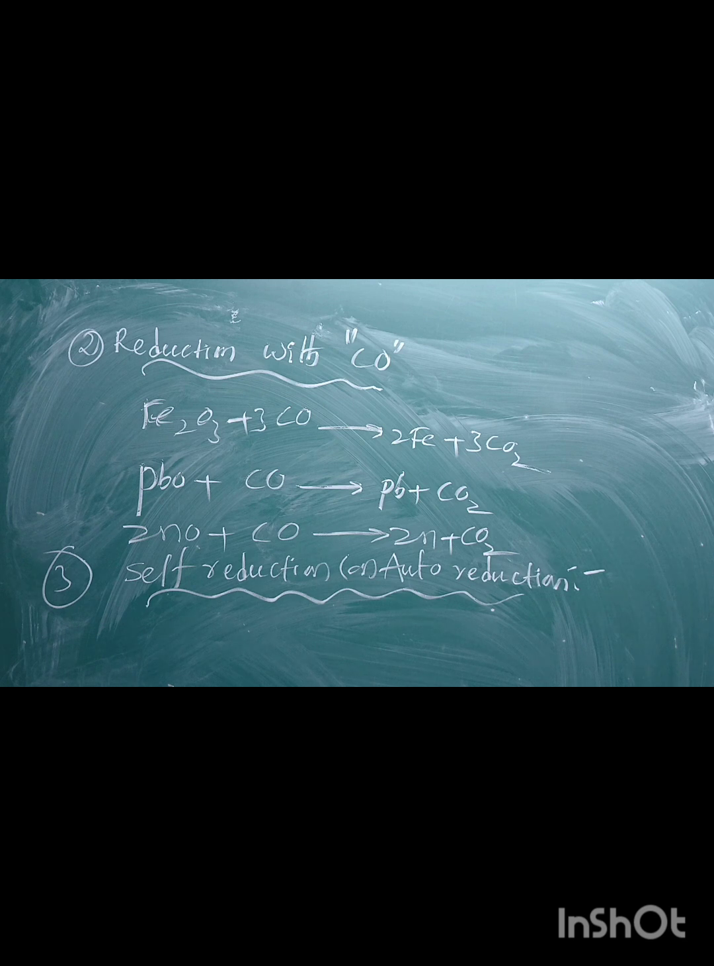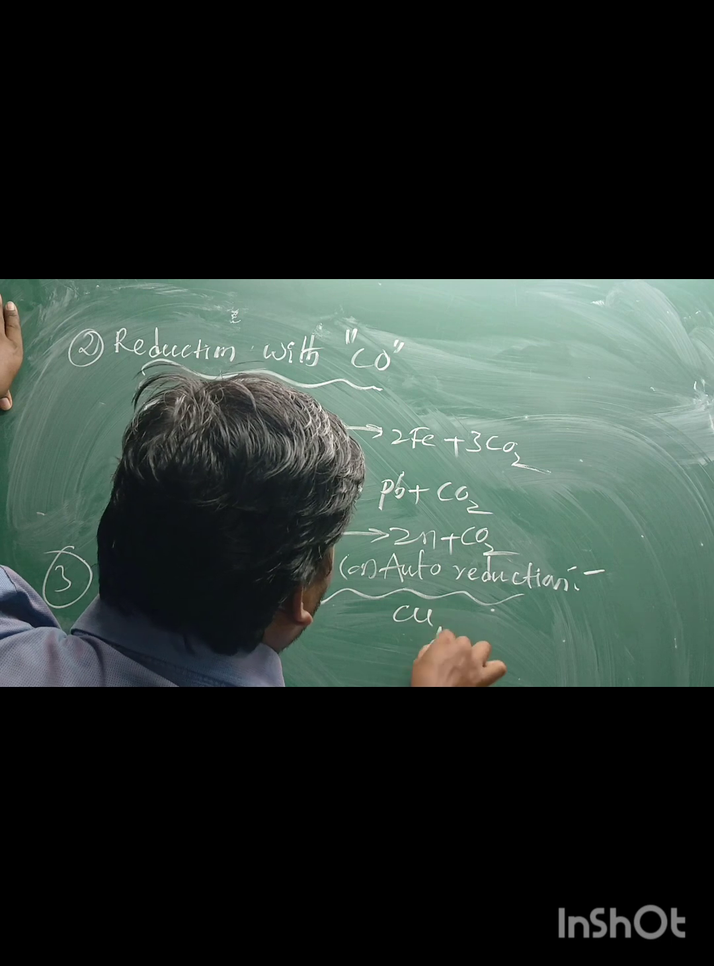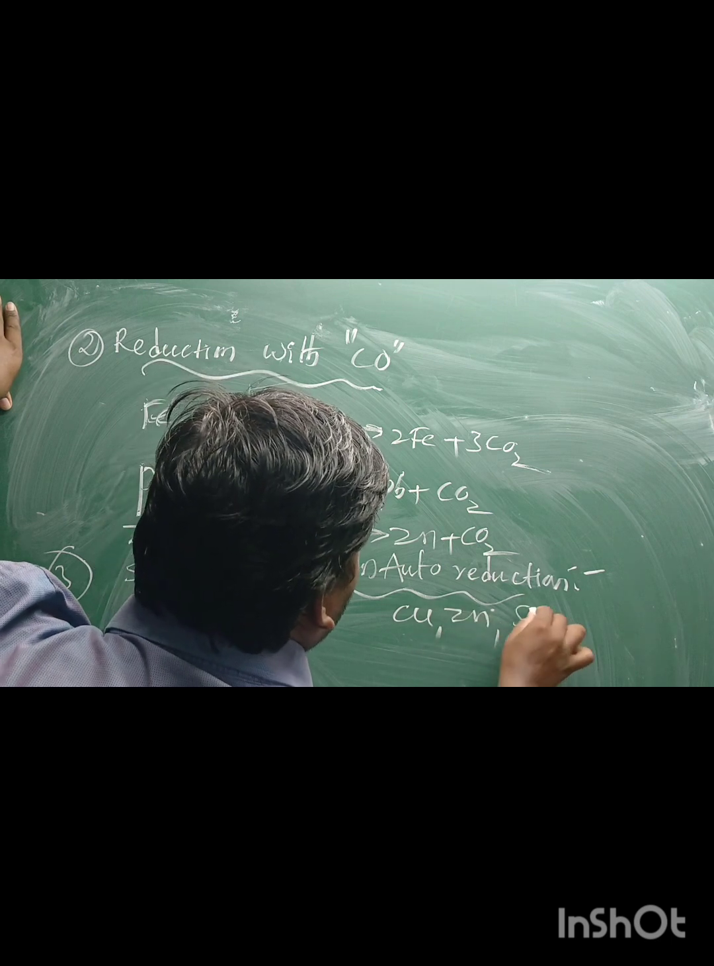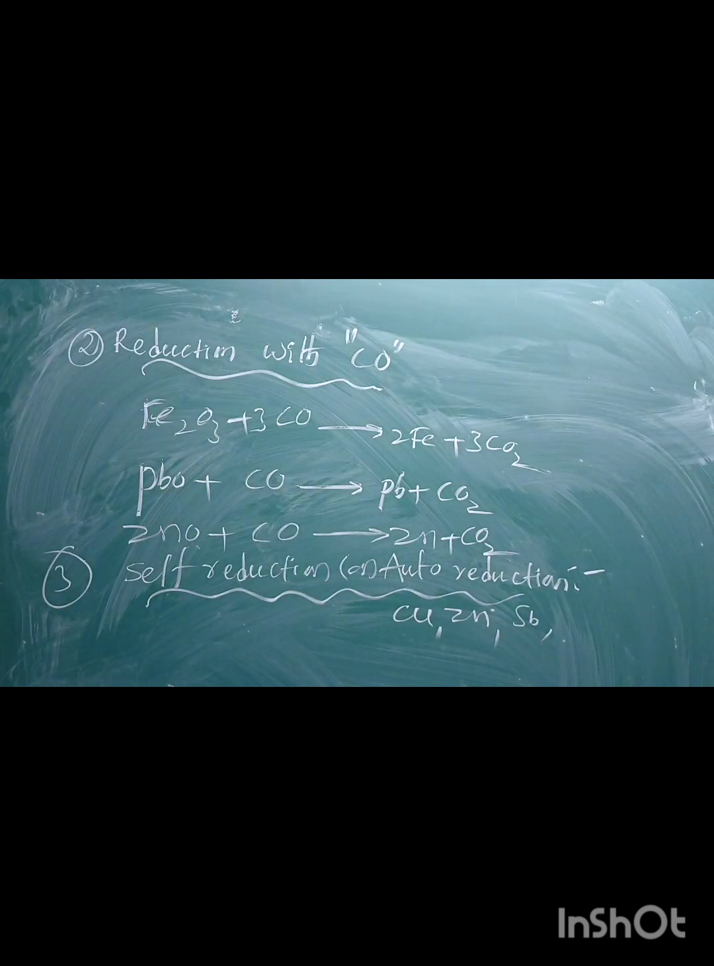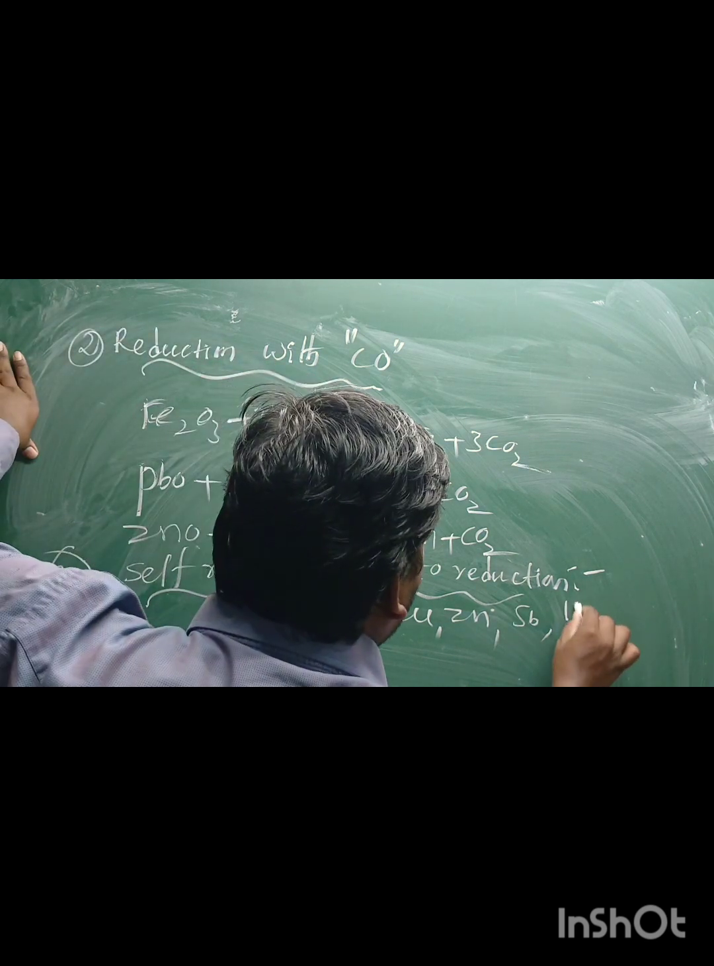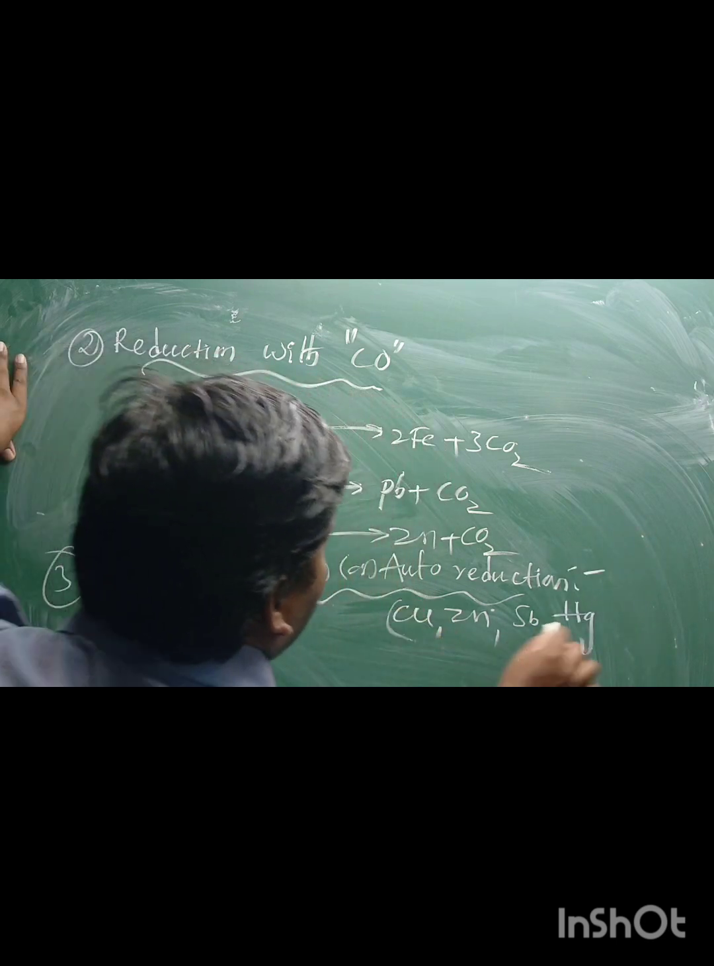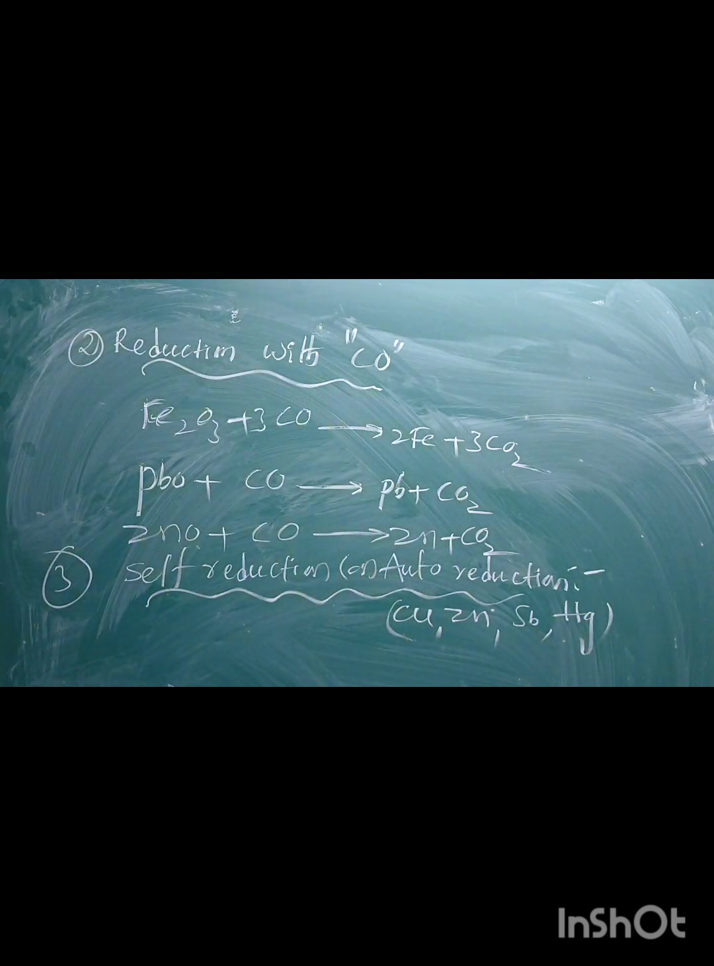You can observe here that sulfide ores of less electropositive metals like mercury, copper, lead, and antimony undergo self-reduction. So what are the elements? Copper, zinc, lead, and antimony. Mercury also. These metals undergo self-reduction.